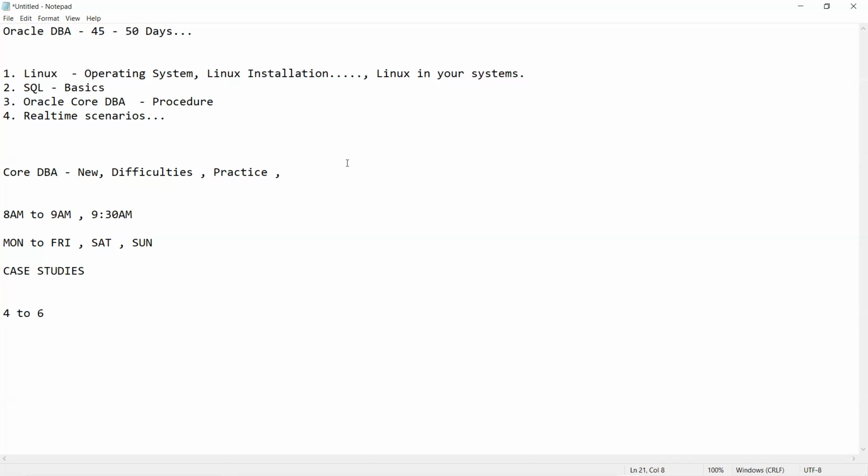4 to 6 case studies. Whatever I have completed till that week, that week's related case study, I'll be sharing in a PDF or Word document, so that you can prepare and analyze from your side, prepare answers for those questions, and then mail me those PDFs. So this is how the procedure will be till the course completes.